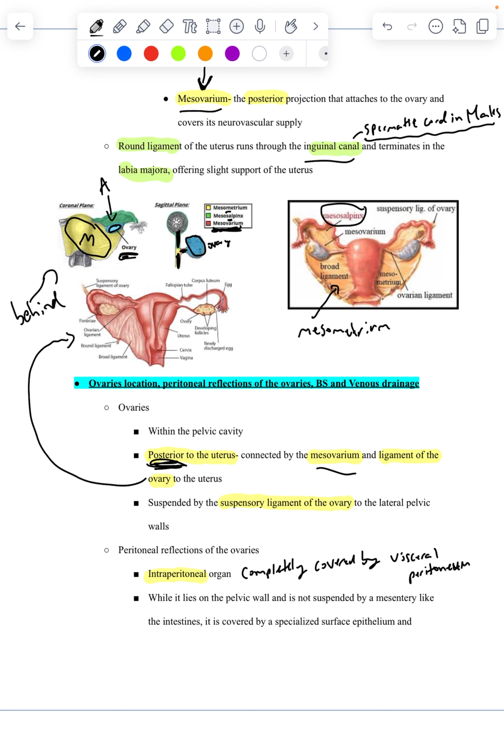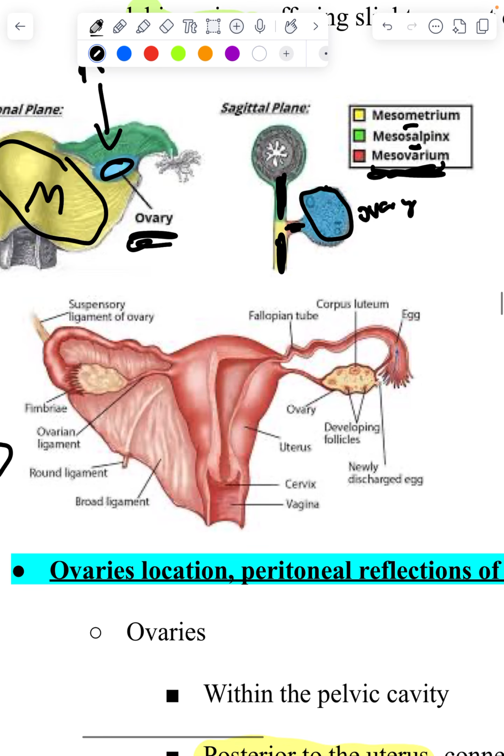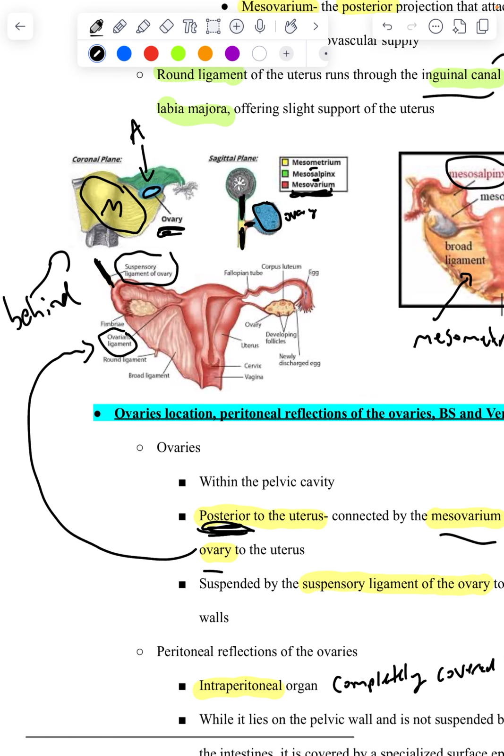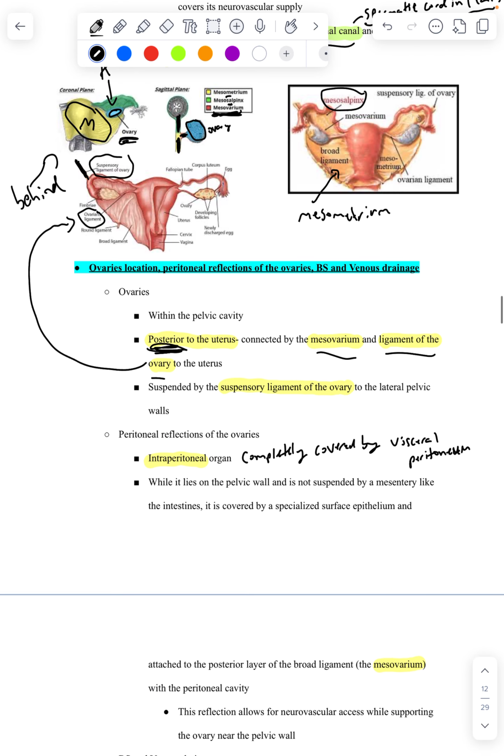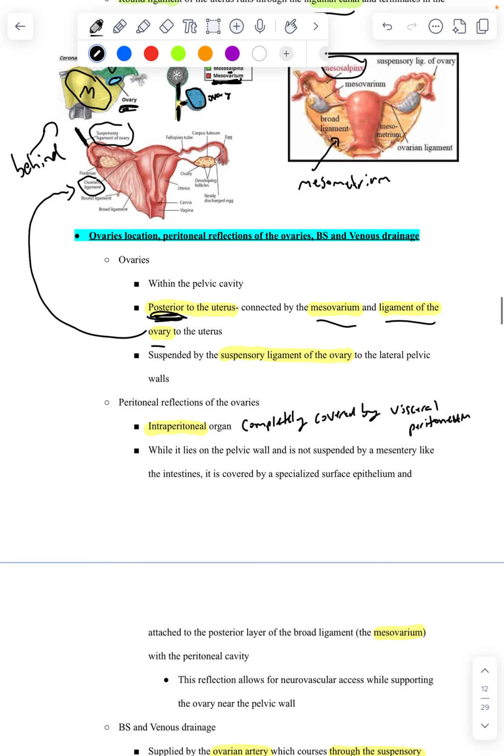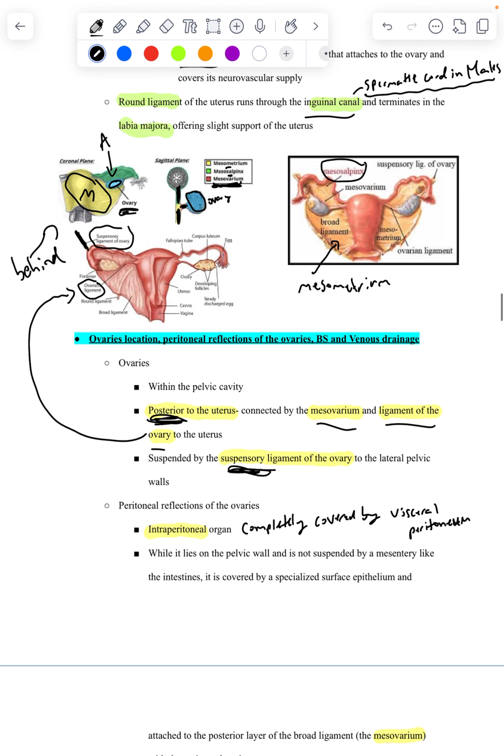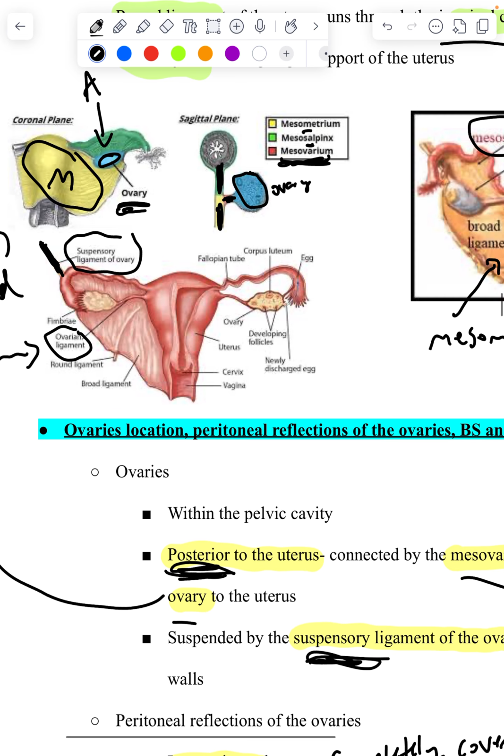So we already know it's connected by the mesovarium. And there's also a ligament of the ovary. Right here, the suspensory ligament of the ovary, which will come down. It suspends this to the walls. Keeps it in place. So you have an ovarian ligament and a suspensory ligament of the ovary. The one that suspends it is a suspensory. The other two that hold it in its place are your ovarian ligament, and then you can't see it, but it's the mesovarium that connects it to the uterus.